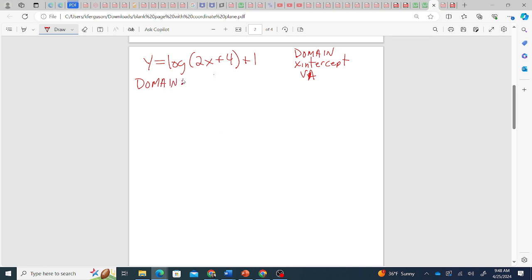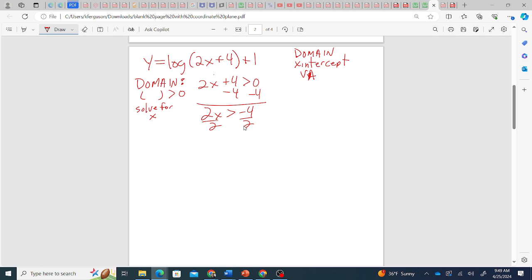All I do is focus on the parentheses and I set it greater than 0. So that's 2x plus 4 is greater than 0. Then I solve it. Solve for x. So minus 4 on both sides, just like the lady said. 2x is greater than negative 4. And then what? Divide by 2 on both sides.